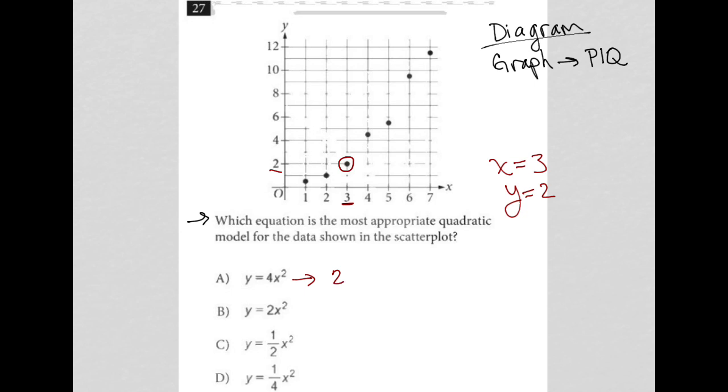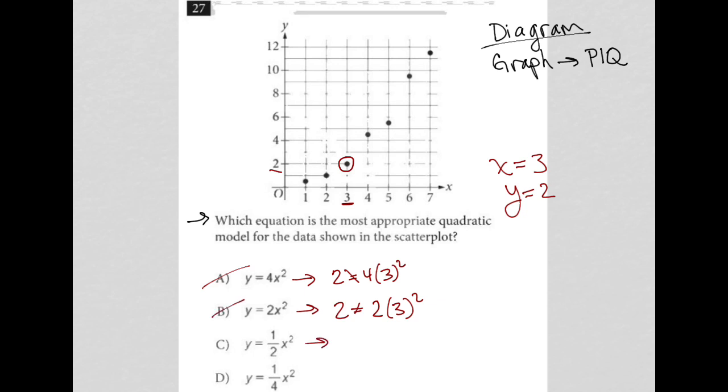For choice A, let's see. Is it true that 2 is equal to 4 times 3 squared? Absolutely not. I don't even have to do the math, right? No way, no chance. A is gone. Choice B, is it true that 2 is equal to, and I've already kind of given it away, 2 times 3 squared? Absolutely not. That would be 18. 2 is not equal to 18, so B is gone.